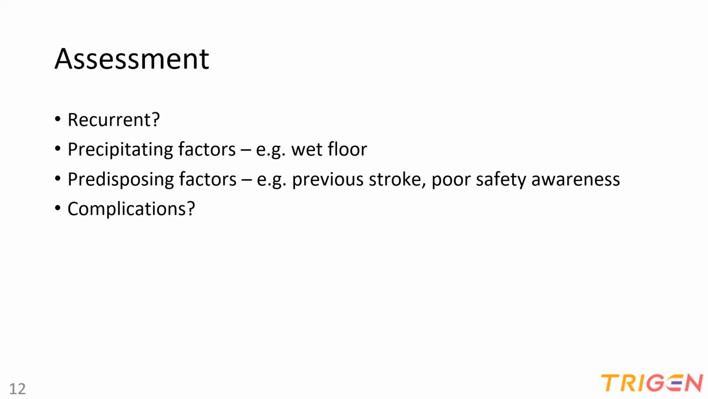Using the information we have gathered from the questions as well as physical examination, we then come up with an assessment of Mr. Tan's fall. We will want to know whether his fall is a first fall or whether it's a recurrent fall. We also want to know whether there are precipitating factors leading to the fall, such as a wet floor in Mr. Tan's case, whether there are predisposing factors of the fall, such as a previous stroke or poor safety awareness. We also want to look for complications of the fall, such as any head injury or any fractures after the fall.